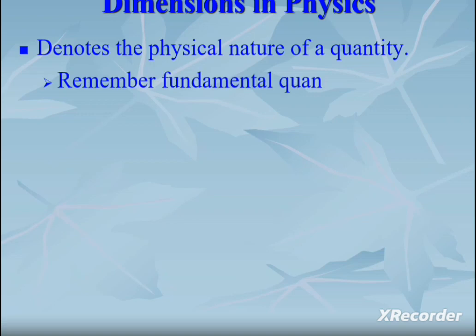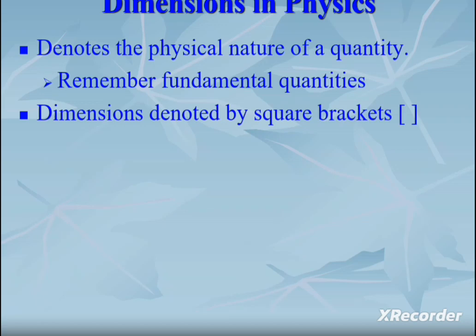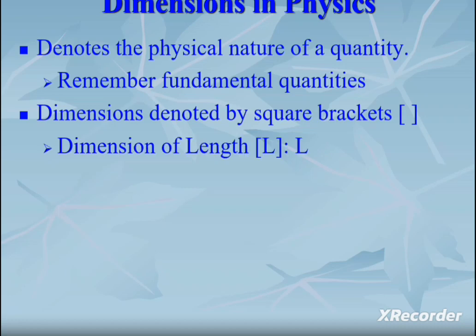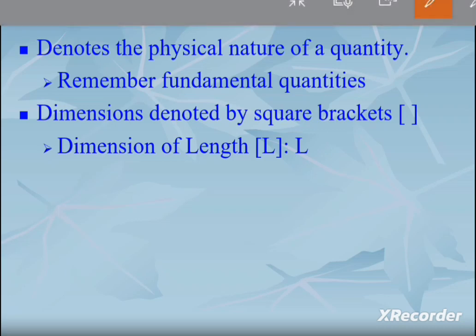Dimensions in physics, like we derive them most of the time from what? From fundamental quantities. But dimensions are being denoted by what? By brackets. L just being there is a physical quantity, but when you put square brackets on that L, you are communicating that this thing is a dimension. So dimensions of L are L.